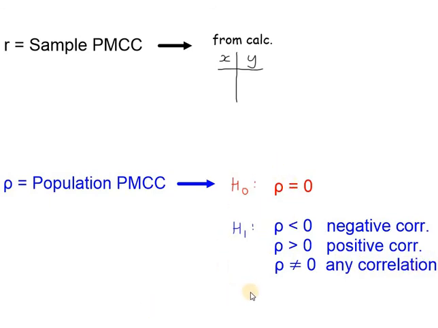Hypotheses are given in terms of population parameters. Rho is a population parameter, R is a sample statistic. So if you were to write down your H0 like this, R equals 0, this is now wrong. You have to use the letter rho for your H0 and H1.